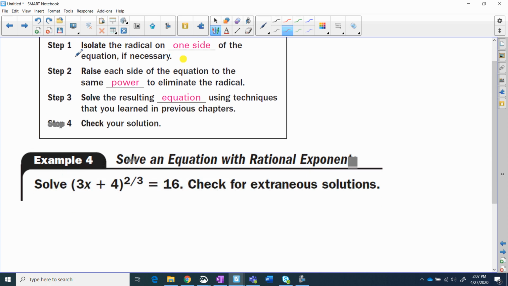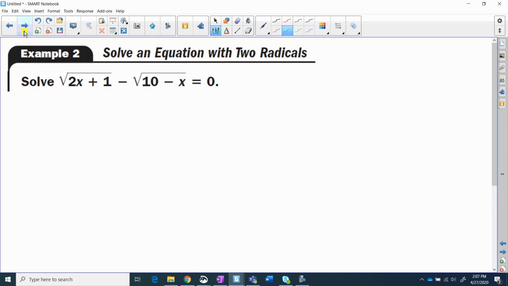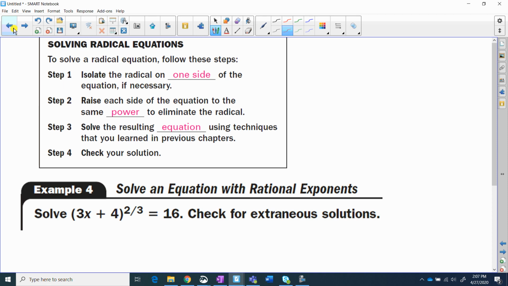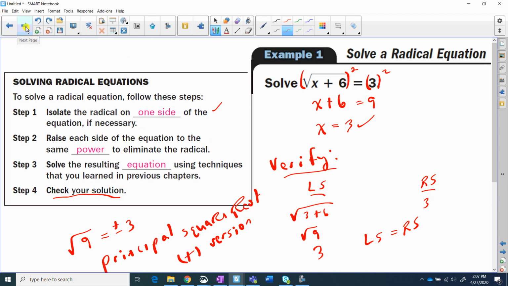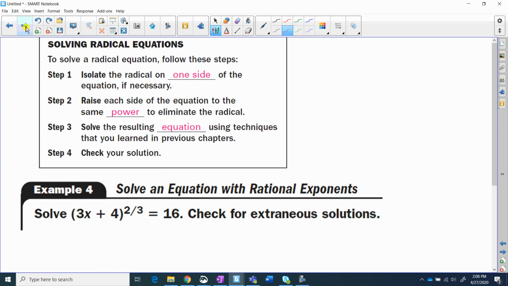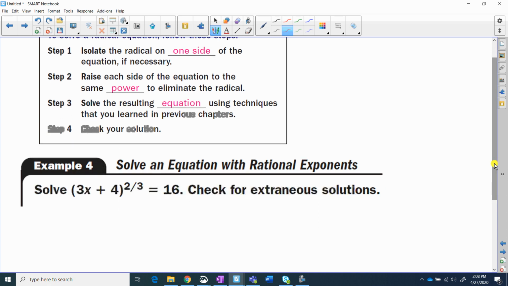If we look at this one, when students first look at this one, sometimes they'll say, well, this isn't a radical equation. I don't see a radical. What you need to remember from prior work is that radicals, so for example, the square root of x could be written as x to the exponent 1/2.